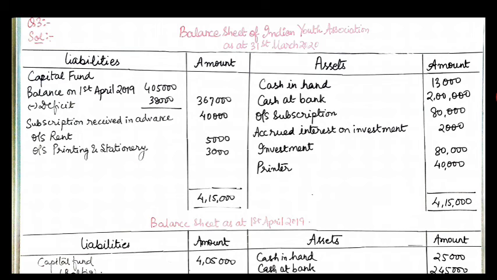3,67,000. Subscription received in advance 40,000, outstanding rent 5,000 and outstanding printing and stationery 3,000. So the total of the balance sheet is 4,15,000.